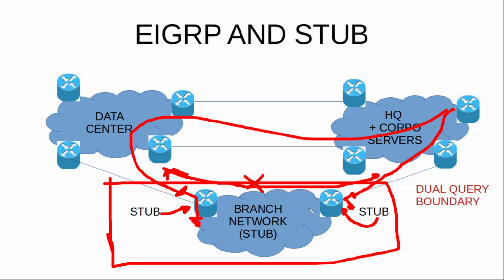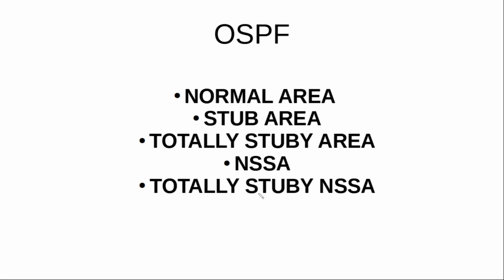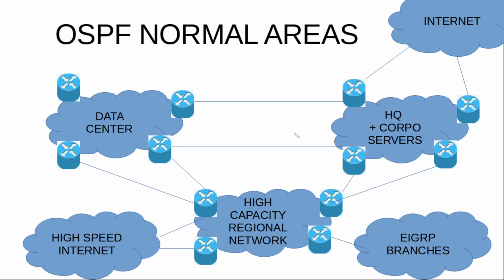Queries will not reach this part of the network. Now compare that with OSPF. With OSPF we have normal areas, STUB areas, totally stubby areas, not so stubby areas, and totally stubby, not so stubby areas. Let's see an example of normal areas.